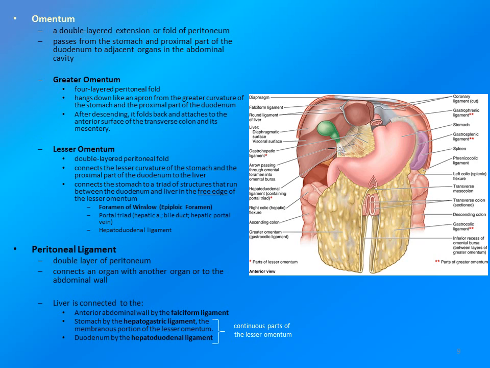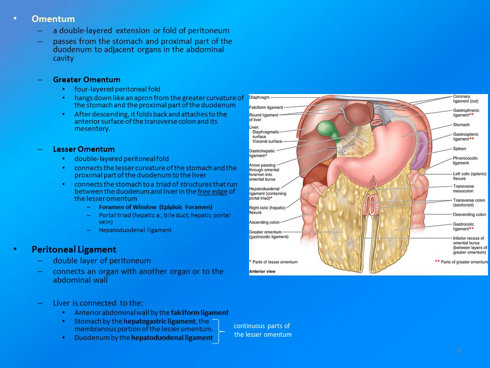The greater omentum is a four-layered fold that hangs down like an apron from the greater curvature of the stomach and the proximal part of the duodenum. It descends in the abdomen and folds back and then attaches over the anterior surface of the transverse colon and its mesentery. This is in contrast to the lesser omentum, which is a double layer peritoneal fold that connects the lesser curvature of the stomach to the liver and duodenum.